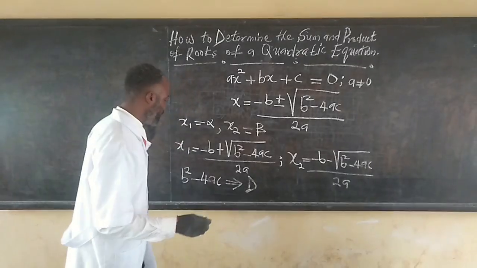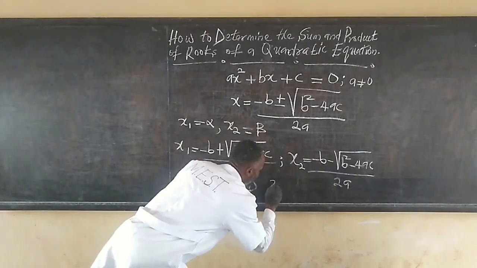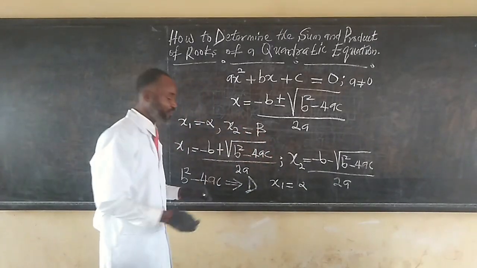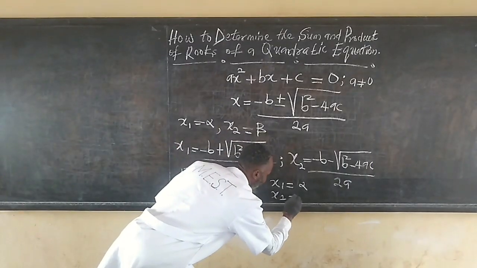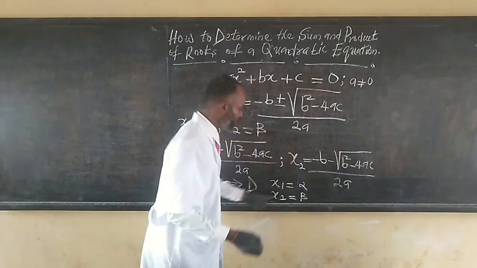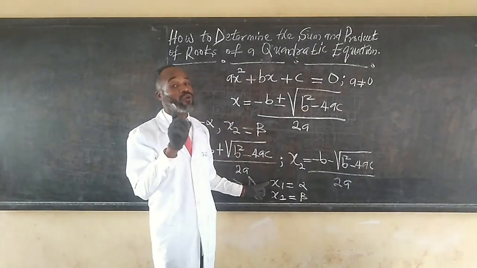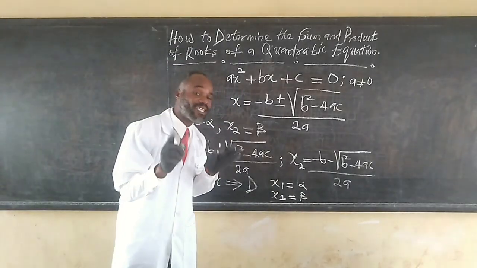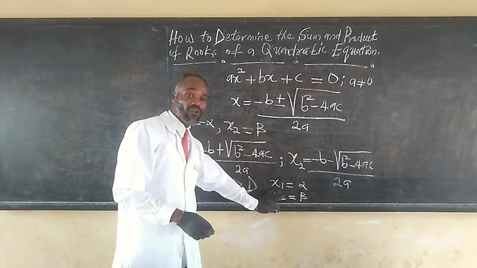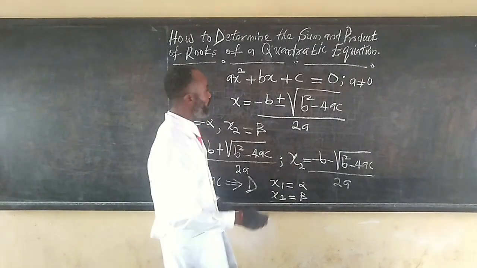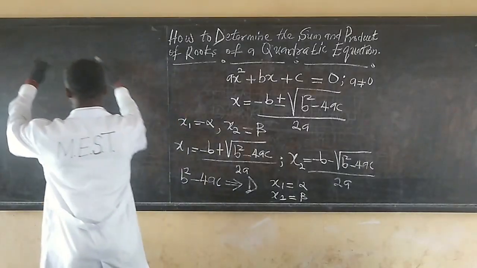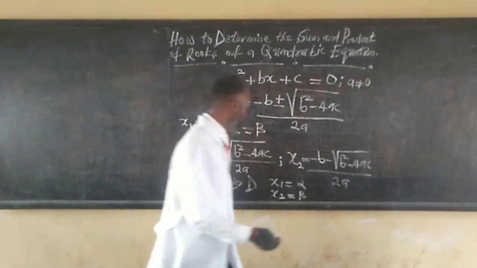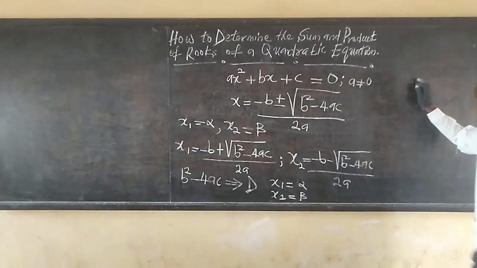But before we move on, we should also know that x1 represents alpha as a root, okay? x2 represents beta, or rather we are using alpha to represent x1 as one of the roots, and then beta to represent x2 as one of the roots of the quadratic equation. If we have understood this, we move on from there. We can now move this way, and from there move this way. Or we can move to this point first of all. Let's move on to this point. Let's look at this section.